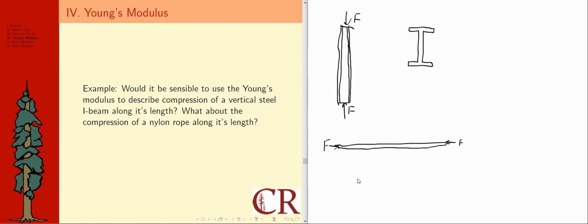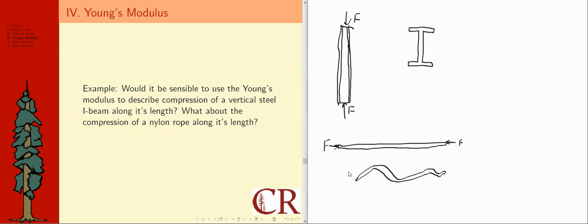Well, I think what's going to happen is the rope is going to scrunch up or something. So I tried to draw that here. Maybe I shouldn't have started this, but whatever. There it is. My rope has compressed and maybe magically gotten thicker right here. But this is really not the kind of compression that we imagine describing with a Young's modulus.